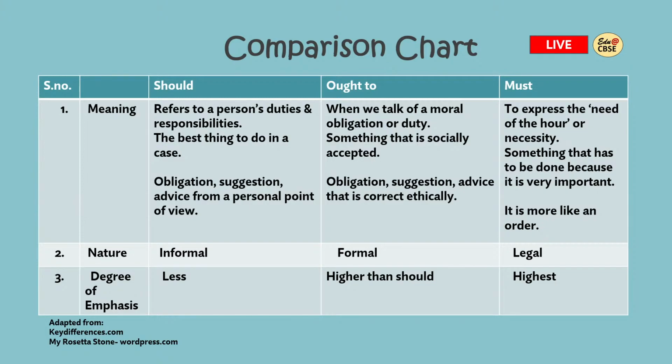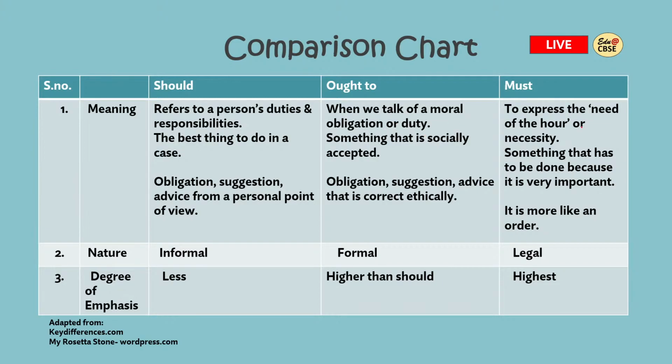अब सबसे पहले हम should पे आते हैं. Now should, it refers to a person's duties. अब this is the point that is to be noted. A person's duties and responsibilities, that is the best thing to do in a case. Ought to का मतलब है when we talk about a moral obligation or duty. Moral obligation or duty, something that is socially accepted. इसका मतलब है कि society जिसे कहती है कि ये चीज right है और ये चीज wrong है. So जो rules society ने बनाए हैं, if such a sentence comes, there you have to use ought to.